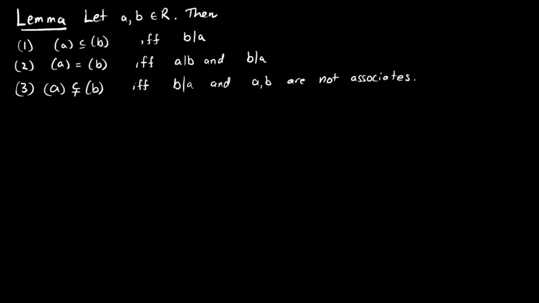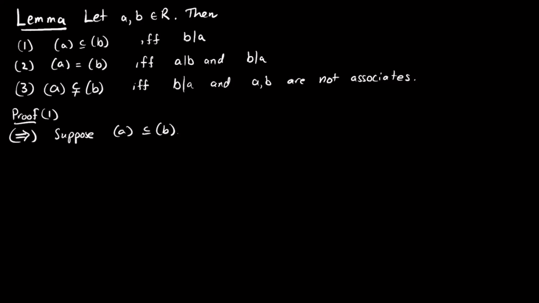So the first lemma has 3 parts to it. I'll take A and B in R, where R is an integral domain throughout. I'll say that the ideal generated by A is a subset of the ideal generated by B if and only if B divides A. From that, we'll have a quick consequence: the ideal generated by A is equal to the ideal generated by B if and only if A divides B and B divides A. And then finally, the ideal generated by A is properly contained in the ideal generated by B, so they're not equal, A is a strict subset of B, if and only if B divides A and A and B are not associates. So this will be our first lemma.